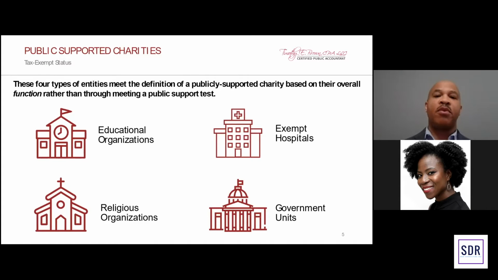The next item, when we talk about the 4 different types of entities meeting a strict definition: if you're one of these organizations, you're pretty much automatically considered a public charity due to your function. You don't have to meet any criteria. You have your educational organizations, schools primarily. You have your religious organizations, your exempt hospitals. There are for-profit hospitals, but you do have some exempt hospitals also. Then, of course, we have governmental units.